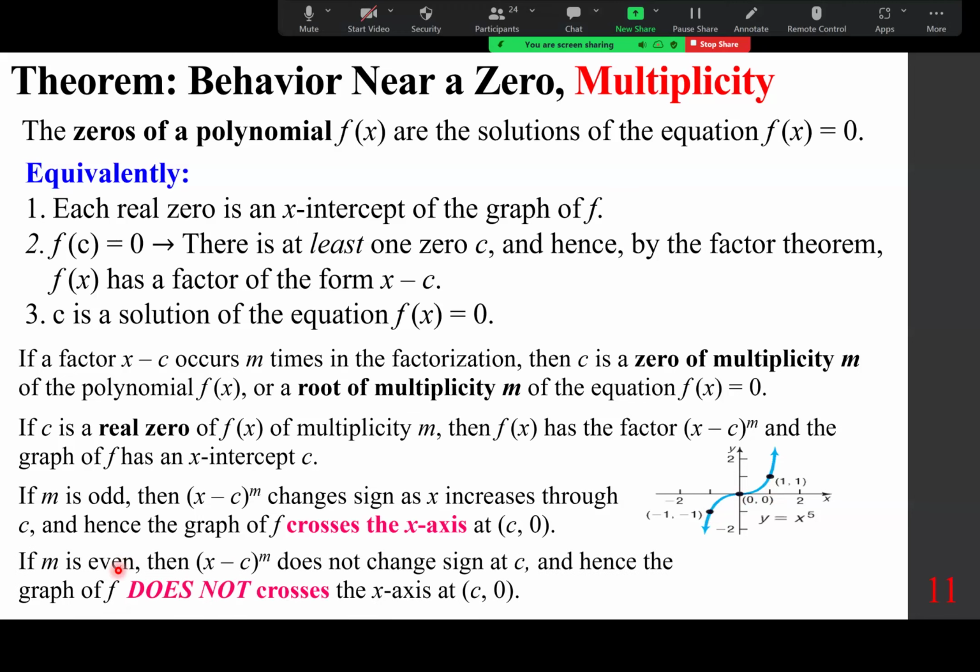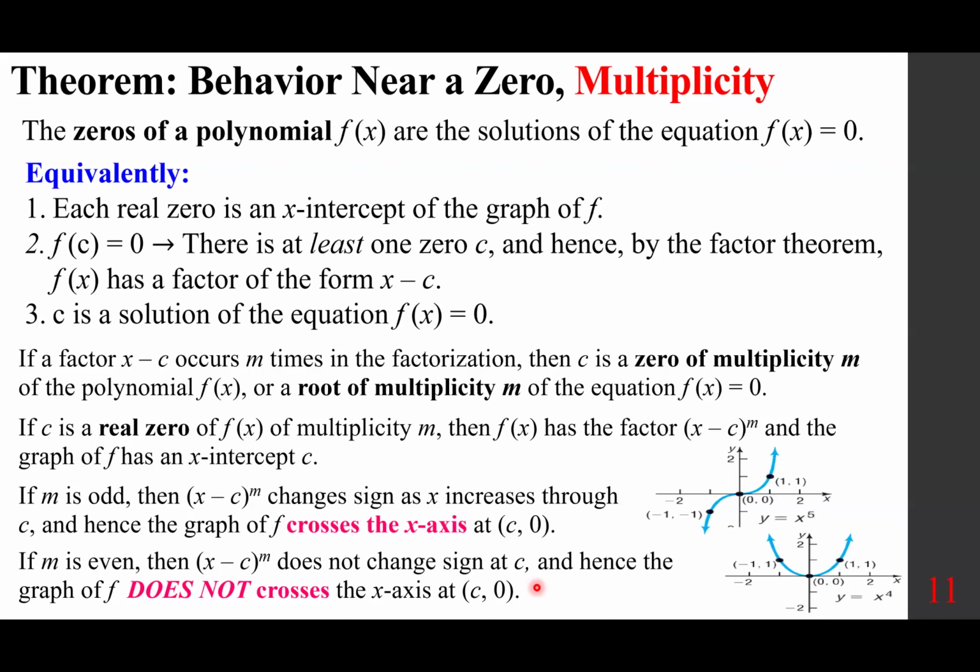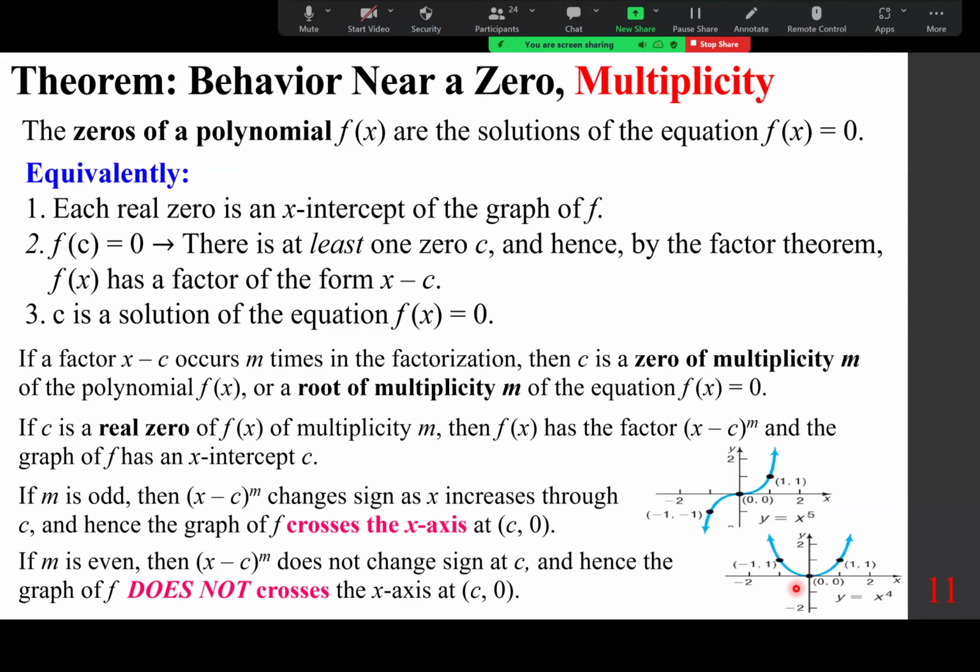If m is even, then x minus c to the power of m does not change sign at c, and hence the graph of f of x does not cross the x-axis at c, 0. So what happens is, to the left of this, the number is negative. To the right of this, the number, that means the x, is positive. But since the exponent is even, a negative number to the power of even and a positive number to the power of even are both positive. That's what happens.